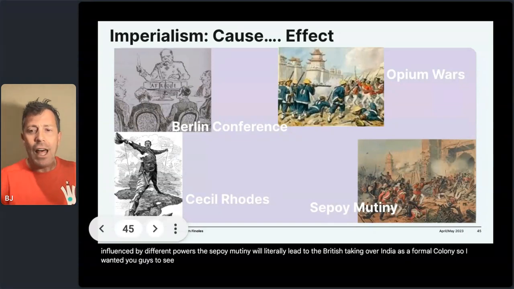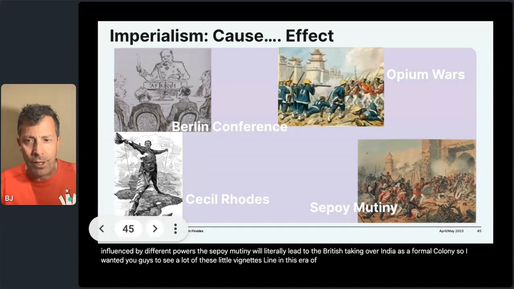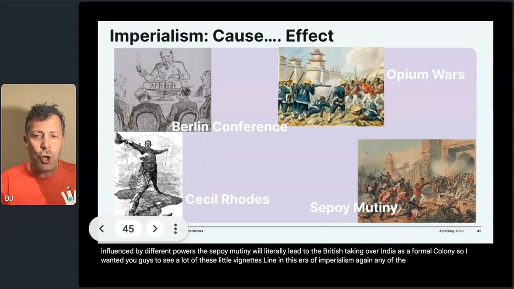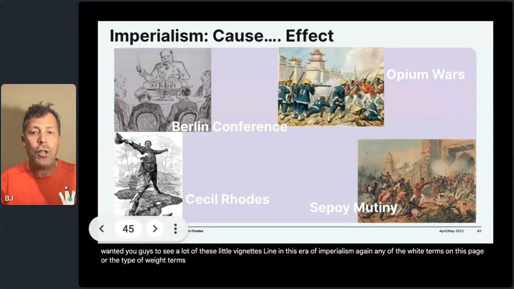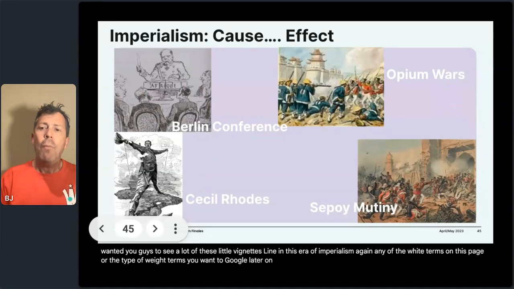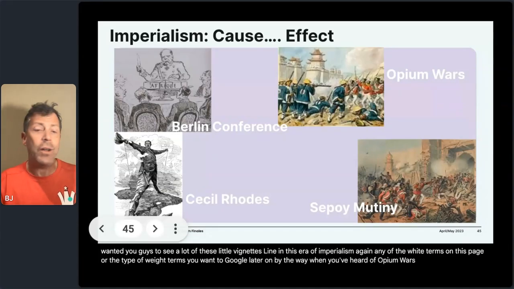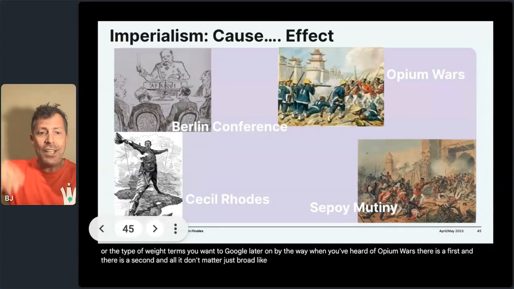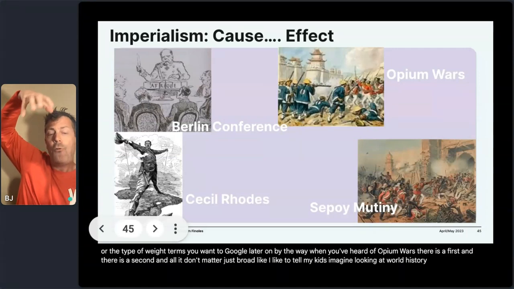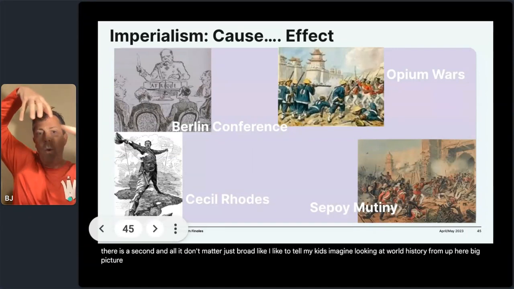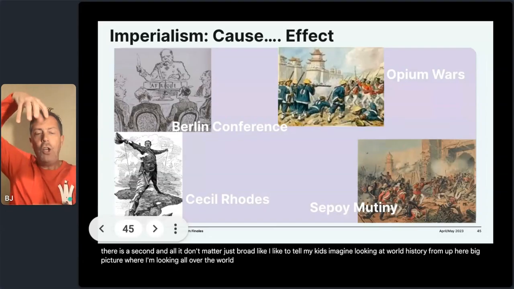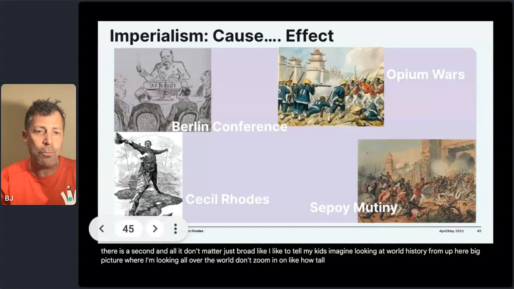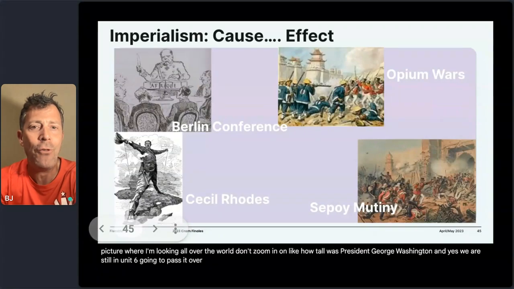So I wanted you guys to see a lot of these little vignettes, little stories going on in this era of imperialism. Again, any of the white terms on this page are the type of white terms you want to Google later on. By the way, when you've heard of Opium Wars, there is a first and there is a second and all. It doesn't matter. Just broad. Like I like to tell my kids, imagine looking at world history from up here, big picture, where you're looking all over the world. Don't zoom in on like how tall was President George Washington. And yes, we are still in Unit 6. I'm going to pass it over to my friend Amy.